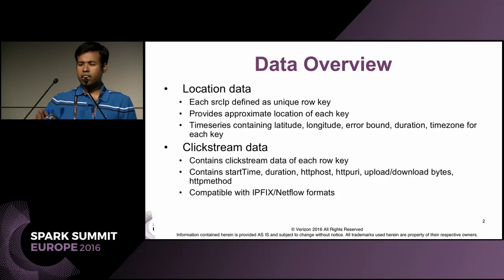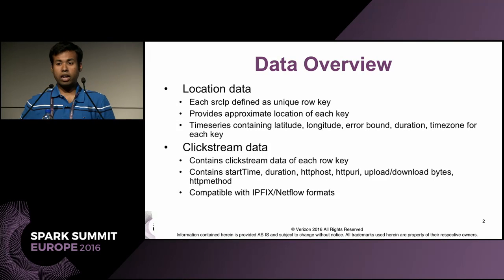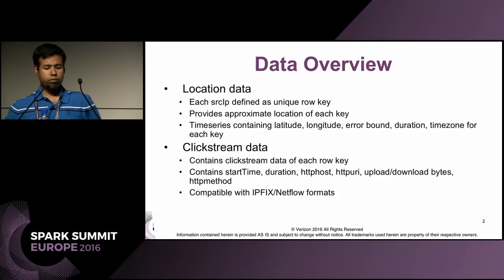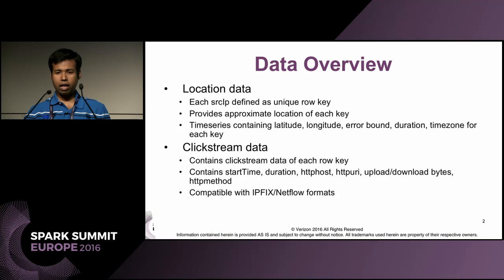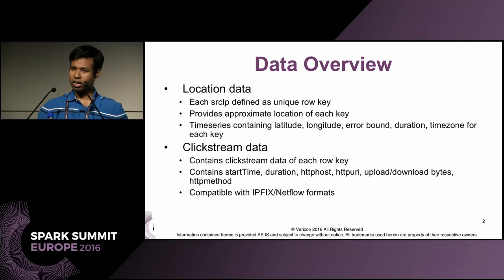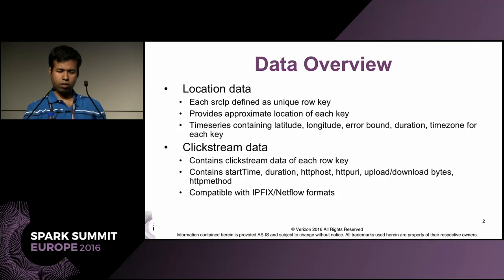So first, let me give you something more on the data sources that we have. We have made use of two kinds of data sources. One is location data, and in that we define a source IP as a unique row key, and on that source IP, we get the approximate location of each of the source IPs. By approximate location, I mean the latitude, longitude, duration, time zone, and all of that. See, we are a phone company, so we get all the data from phones, and each phone has a source IP with it. So we get the location for the source IP.